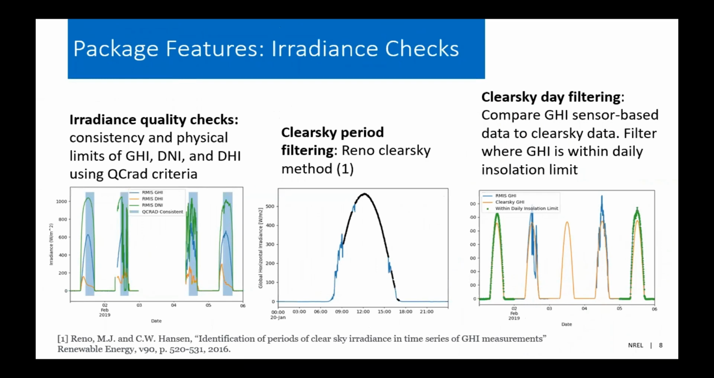Next up, we have a clear sky day filtering algorithm. So this even takes that period algorithm further and just tries to find days that are very close to clear sky days. So you can filter out and get clear sky days only. What we do here is compare GHI sensor-based data to clear sky data. And then we filter where GHI is within a daily insolation limit. And you can see this algorithm in action with clear sky days outlined in green at the bottom of this slide.